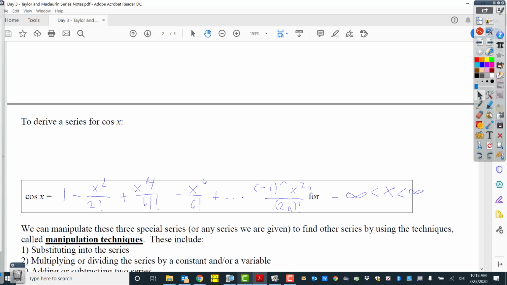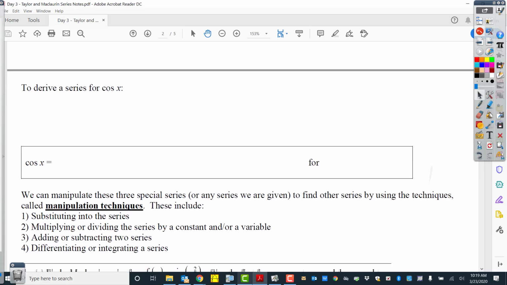So these are the 3 important series you need to know. These are the 3 series that you should be able to come up with no matter what. You should not be having to go through and derive them every time. You should just know that cosine of x is 1 minus x squared over 2 factorial plus x to the 4th over 4 factorial, and so on and so forth. These should be things that you just know.